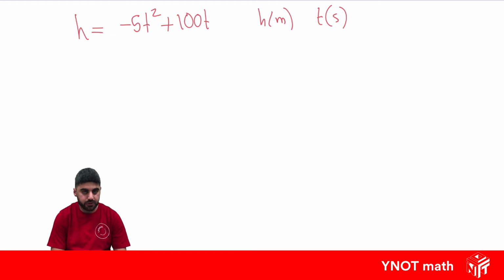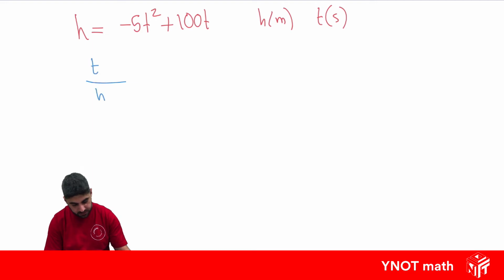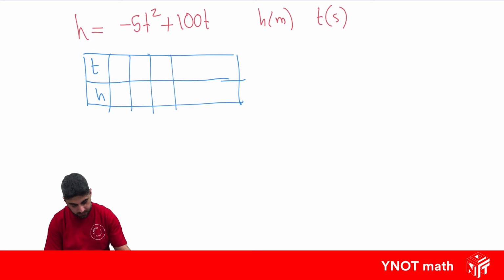Now, the first thing we want to do is plot out this relationship on a graph, and to do that we can just use a table of values. So let's go t and h, make a little table. And we'll pick out 0, 5, 10, 15, and 20.